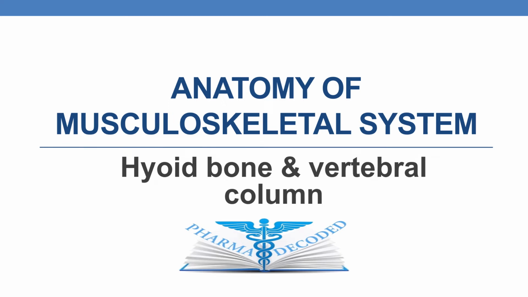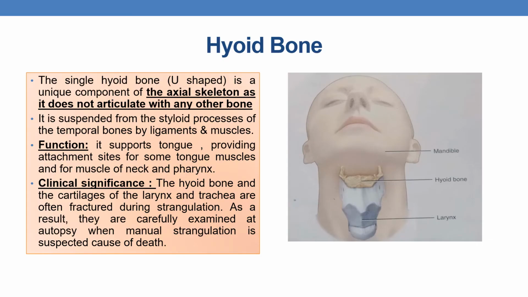Hello everyone, now let us discuss the anatomy of the musculoskeletal system. In the current session, we will be focusing on the hyoid bone and the vertebral column. Now coming to the hyoid bone, the single hyoid bone is U-shaped.